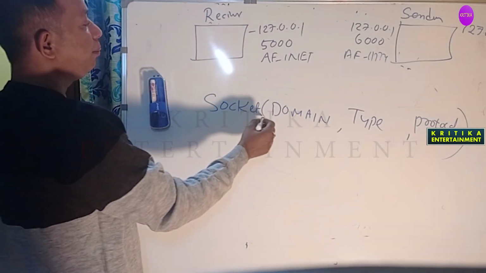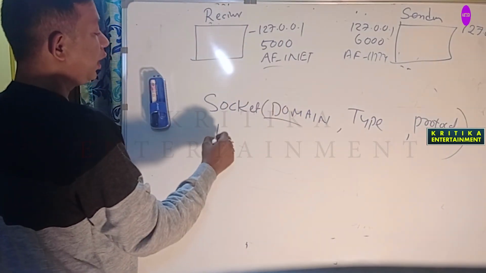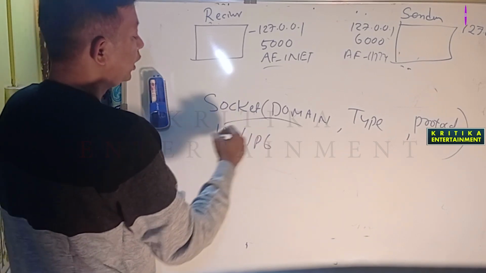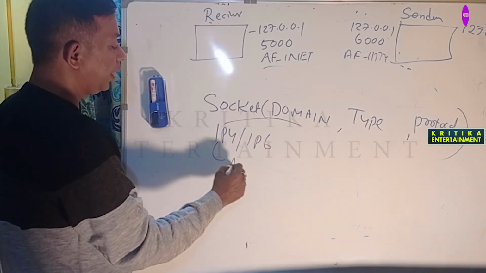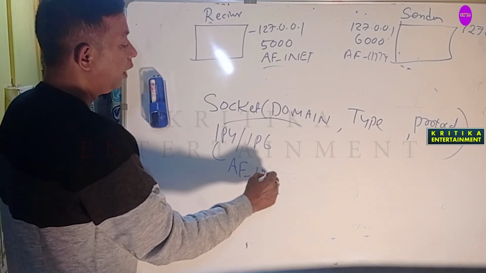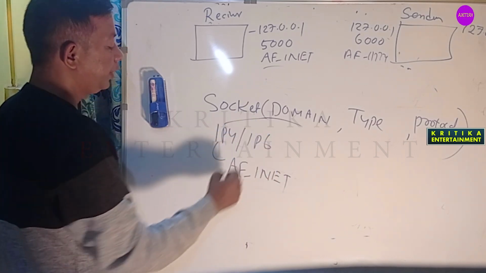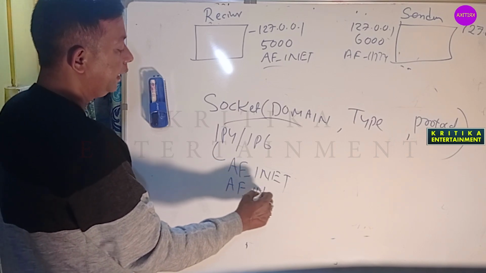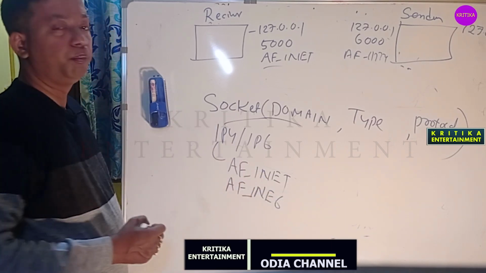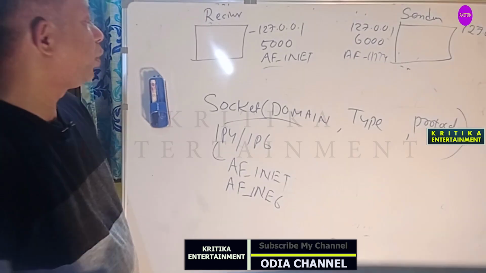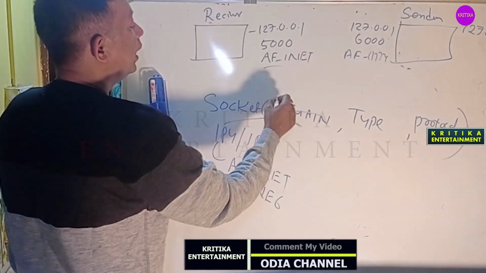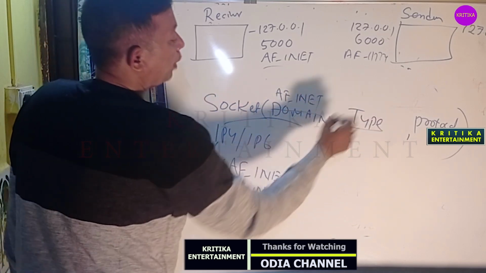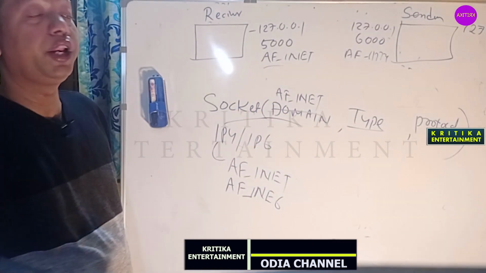Okay, domain means what? I have told you, whether you are using IPv4 or IPv6. If it is IPv4, then write AF_INET. If you are using IPv6, then you will write AF_INET6. But my system supports IPv4, so here I will write AF_INET. Then type means which type of socket we are using.